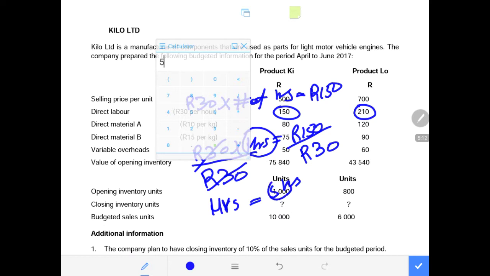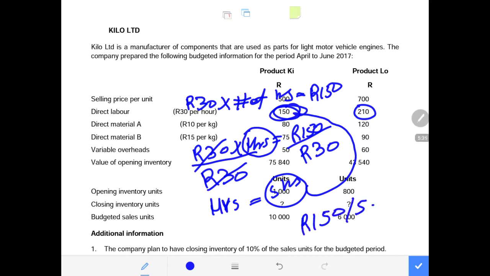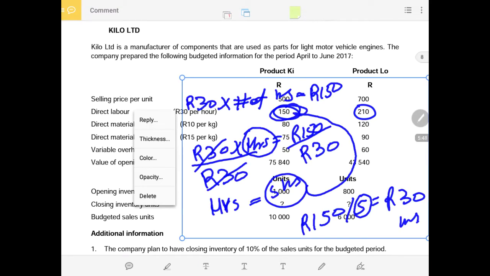So we have the 5 hours. Sometimes you can be given the number of hours and the rate per hour, or you can be given the number of hours, which is 5 hours, and the cost per unit of 150. If you were given the 150 and the number of hours, it would be 150 divided by 5. Remember, you would have divided by hours. Therefore whatever you get will be the rate per hour, which is 30 Rand per hour if you work that one in reverse.